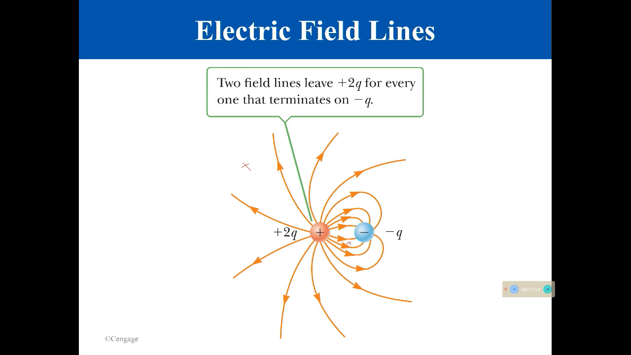Okay, so I understand where they are and why they would have a stronger electric field because of the lines, but I don't understand how you know where to draw your lines. How do you know where to draw your lines? Like you start at the positive.